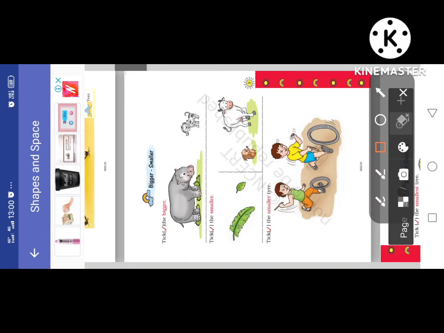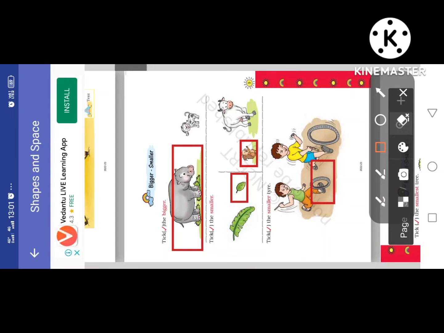Okay, first question, take the bigger one. This one will be the bigger because the size of a rhinoceros is bigger than a dog. Take the smaller: this one, a small leaf. Then out of the squirrel and the cow, the squirrel will be the smaller one. Take the smaller tire, this one. Okay kids, I hope you have done these questions now.